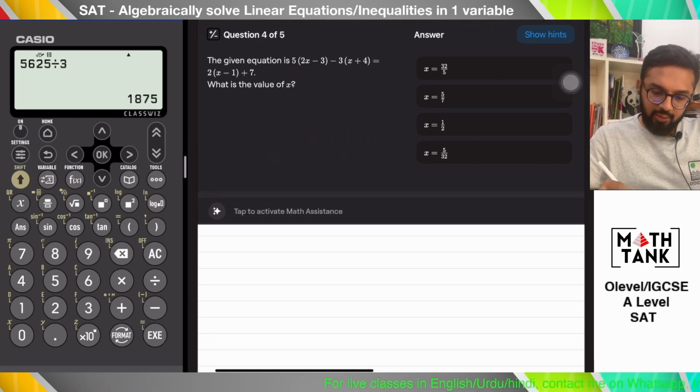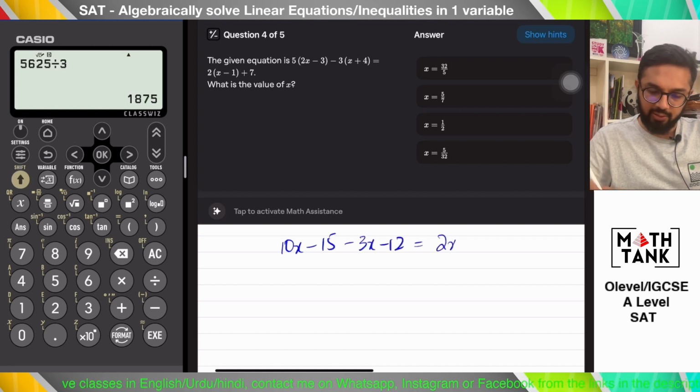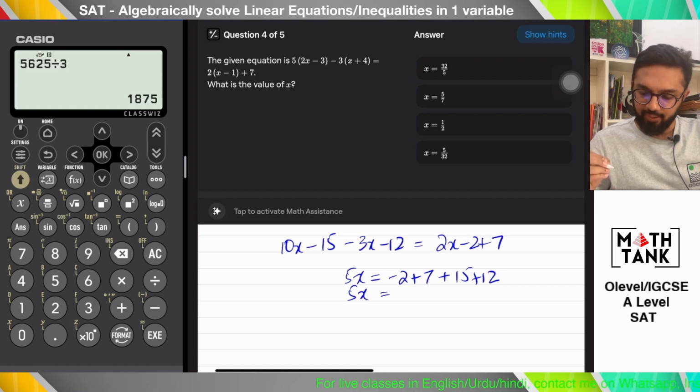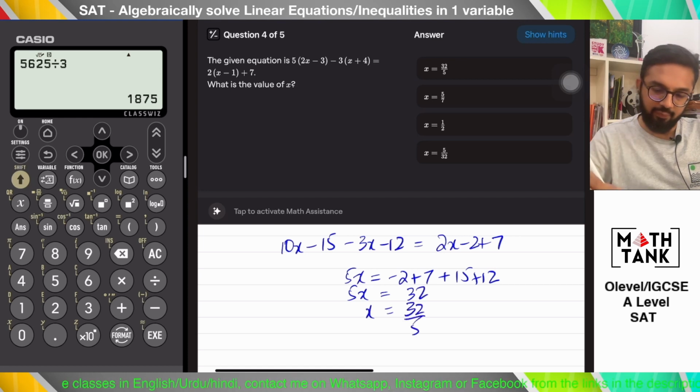Okay. 10x minus 15 minus 3x minus 12 equals 2x minus 2 plus 7. 5x equals 2 plus 7 plus 15 plus 12. 5x is equal to 10, 25, 30, so 5x is equal to 32, and x is 32 over 5.